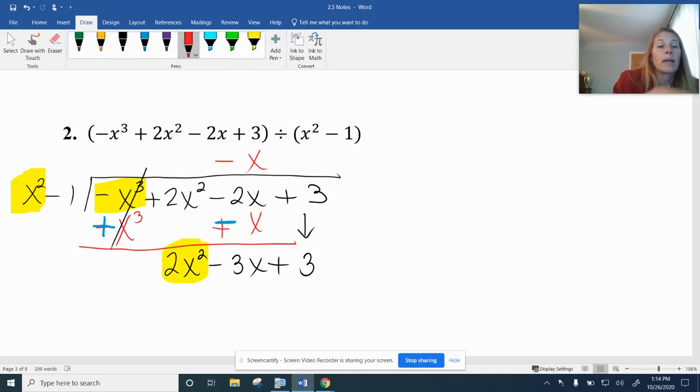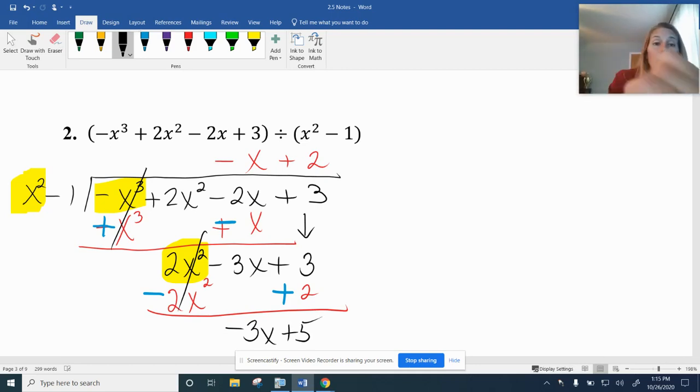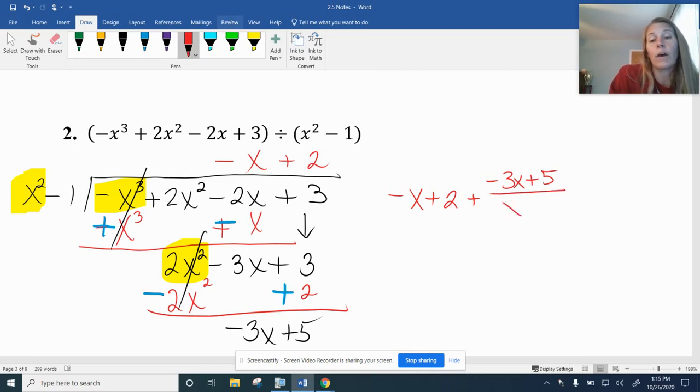Let's do the process again. X squared times positive 2 will get me this 2x squared here, and then 2 times negative 1 is negative 2. Watch, I'm lining it up underneath my other like term again. Subtracting each of these. So I'm left with negative 3x plus 5 as my remainder. So my answer would be negative x plus 2 plus the remainder, which is negative 3x plus 5 over the divisor, which is x squared minus 1.